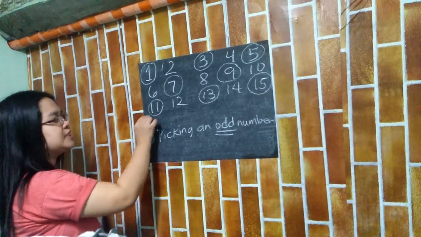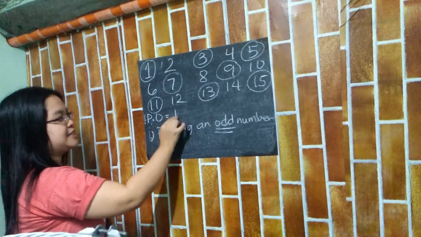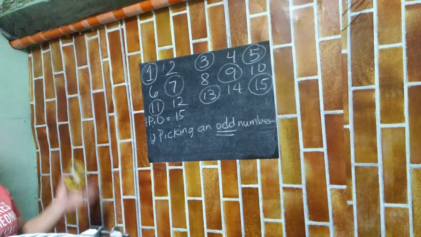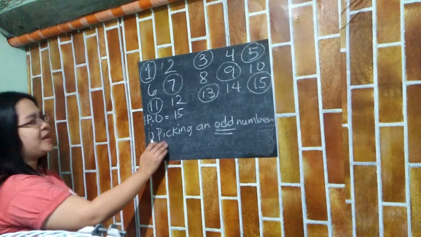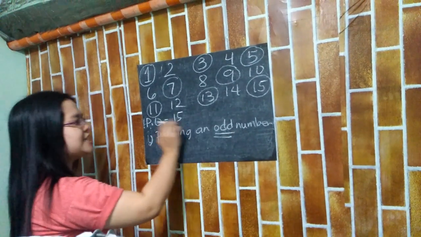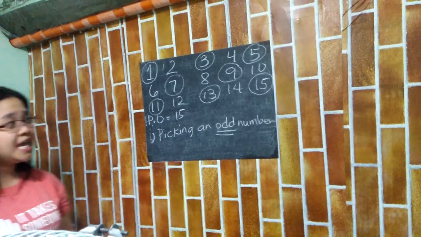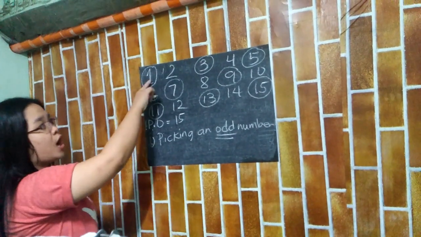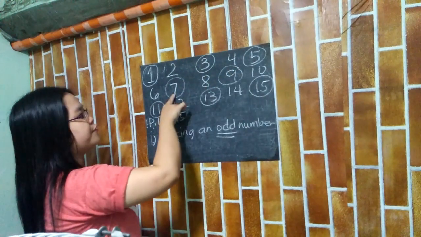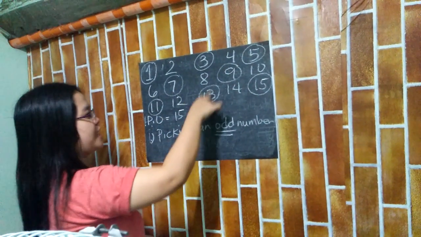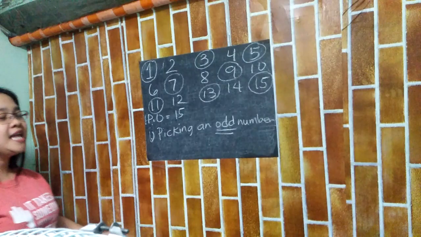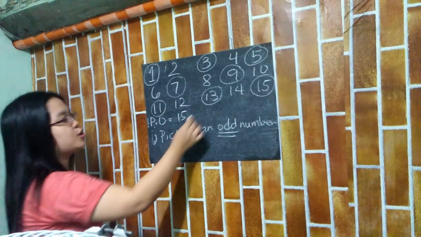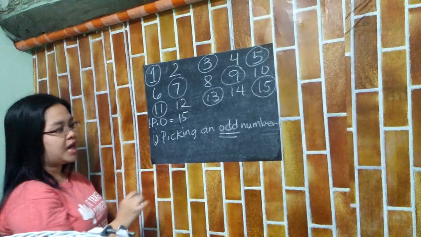Remember, the possible outcome given is 15 because that's the number of our number cards. So, what are the chances of picking an odd number on this possible outcome 15? How many numbers did I encircle? Let us count. 1, 2, 3, 4, 5, 6, 7, 8. So there are 8 odd numbers between numbers 1 to 15. So 8 is our favorable outcome.